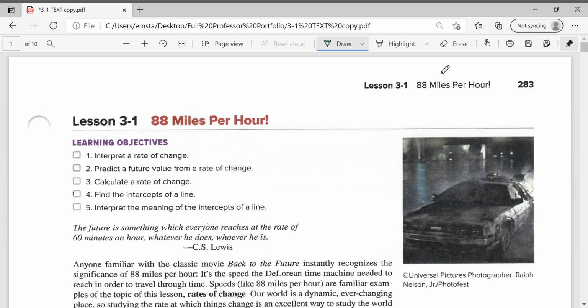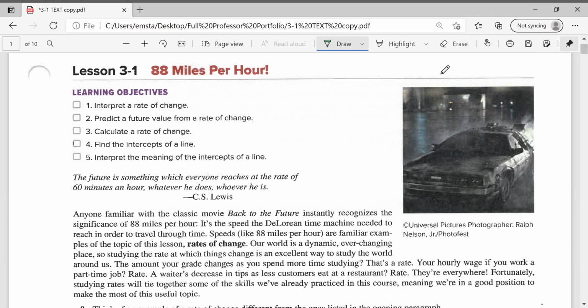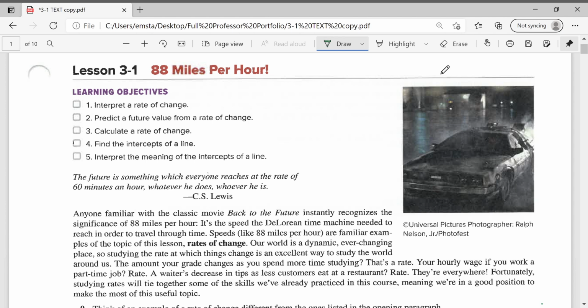We are going to look at lesson 3.1 on page 283 of your textbook. This lesson is titled 88 miles per hour and is referencing slope as a rate of change. The beginning paragraph gives us an example of a common rate of change, speed. In fact, they use the rate of change from Back to the Future. 88 miles per hour is an example of a rate of change.